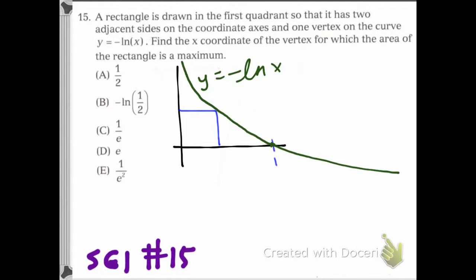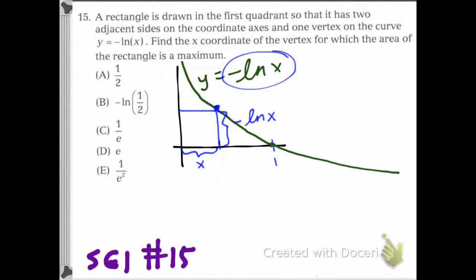And so if we label our rectangle by the x coordinate, so x is the distance between the origin and the right side of the rectangle, then the height of the rectangle is just y, but y is negative ln x. So the height of the rectangle is the value of the function, because the value of the function is the y coordinate of the point on that graph. We want the x coordinate of the vertex for which the area of the rectangle is a maximum.